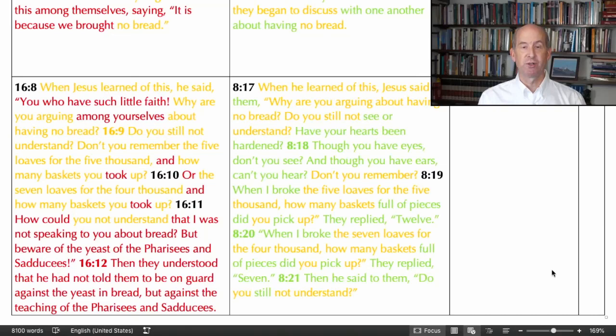Here they still don't sound very competent. We're starting off in the same place as in Mark. "And when Jesus learned of this, he said, 'You who have such little faith, why are you arguing among yourselves about having no bread? Do you still not understand? Don't you remember the 5 loaves for the 5,000, how many baskets you took up? Or the 7 loaves for the 4,000, and how many baskets you took up?'" He doesn't run them down with a quote from Isaiah 6: having eyes, do you not see? Having ears, do you not hear? And the rest of this passage will explain why.